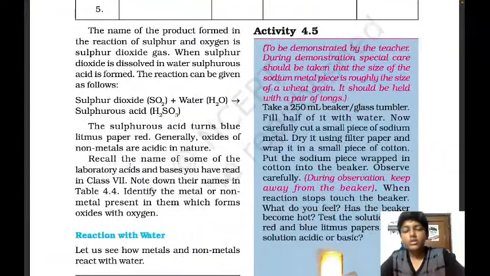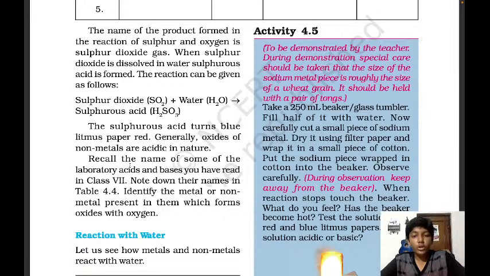Okay, let's continue. So take a 250 ml beaker or glass tumbler. Fill half of it with water. Now carefully cut a small piece of sodium metal. Dry it using filter paper and wrap it in a small piece of cotton. Put the sodium piece wrapped in cotton into the beaker. Observe carefully. When reaction stops, touch the beaker.